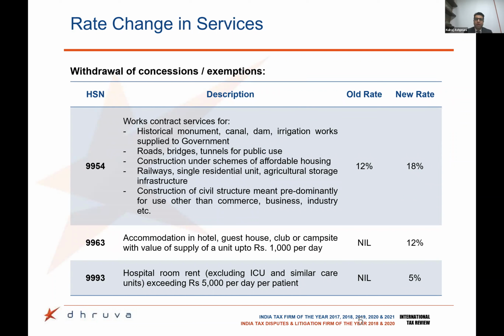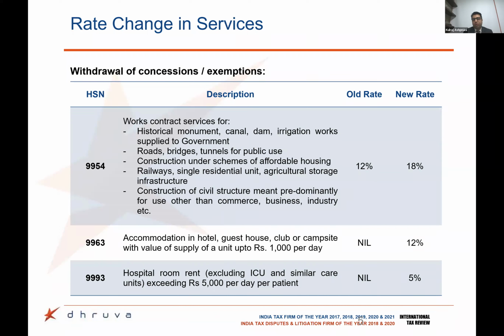Let's say it could be an irrigation work supplied to government, a historical monument, works contract services provided in relation thereto, works contracts for roads, bridges, construction of affordable housing societies, railways. All such works contract services were subject to a GST of 12%. As a result of this rate change, these will be subject to a higher rate of 18%.